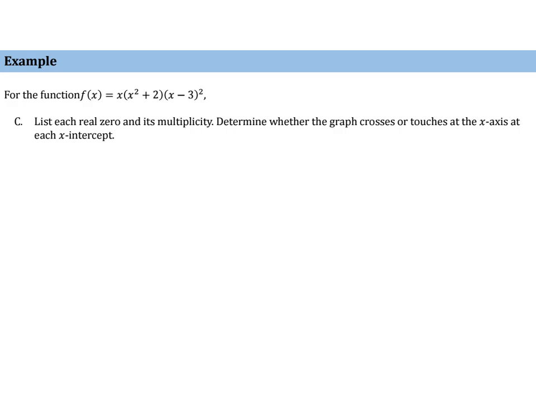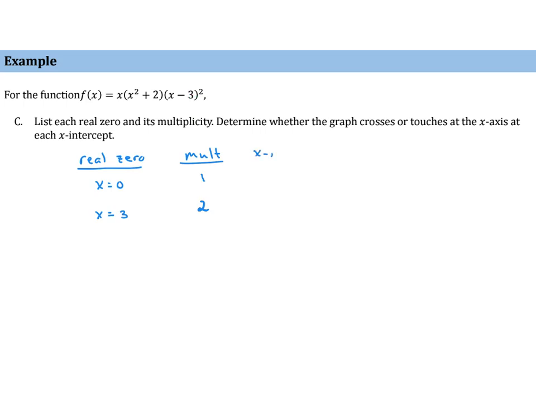Now let's list the real zeros, their multiplicity, and then determine the x-intercepts and the behavior. So the real zeros are x equals 0 and x equals 3. The multiplicity at 0 is 1. I'm looking at this x, and notice its exponent is 1. That's how I'm obtaining the multiplicity. And then x equals 3 has a multiplicity of 2. That's obtained from the exponent there.